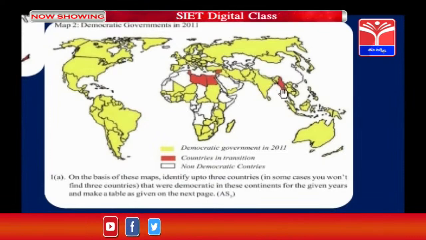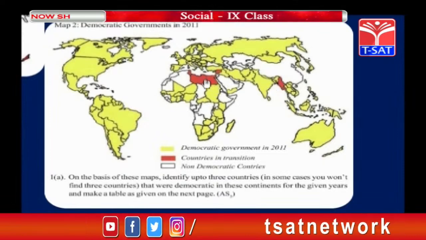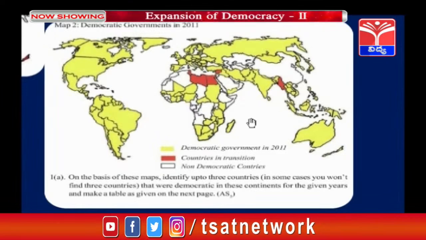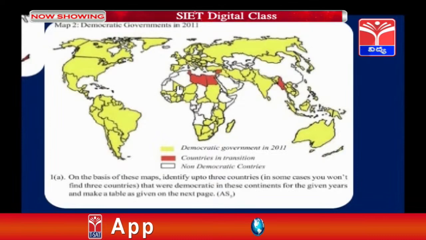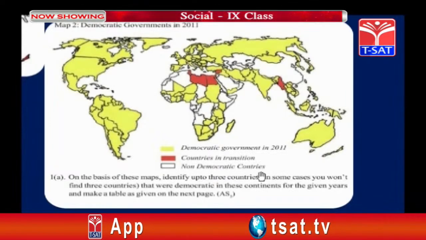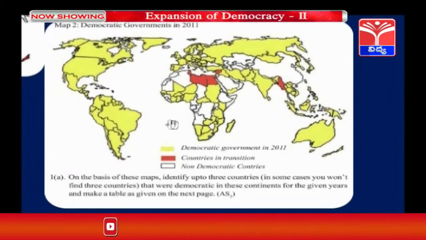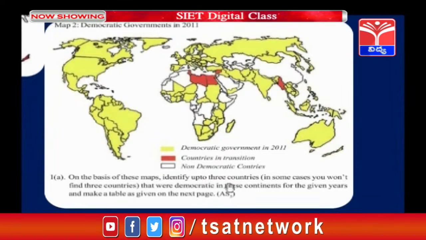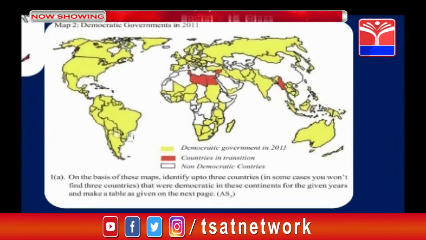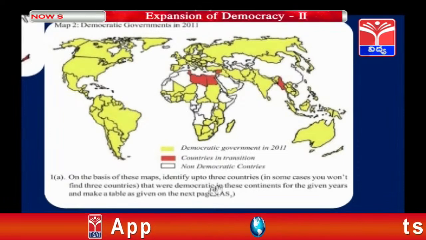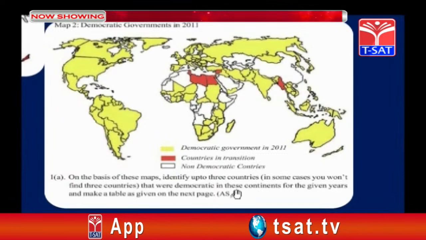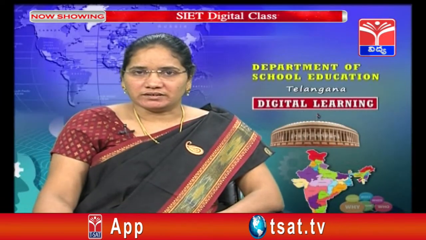You can see this is Myanmar here, and Libya. These countries are trying to establish democracy in their countries, and very few countries shown in white color are the non-democratic countries. So on the basis of these maps, children, identify up to 3 countries which were democratic. Okay children, let us go to another question.